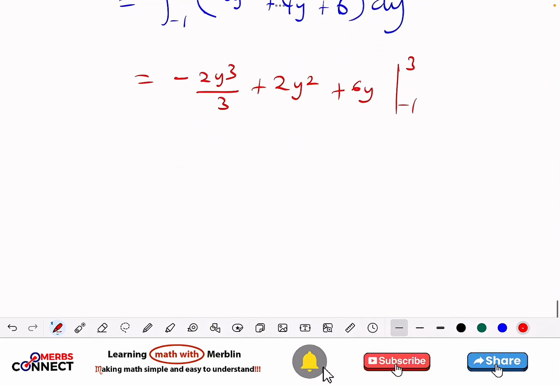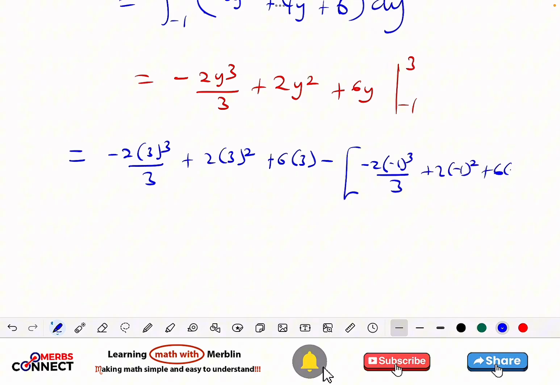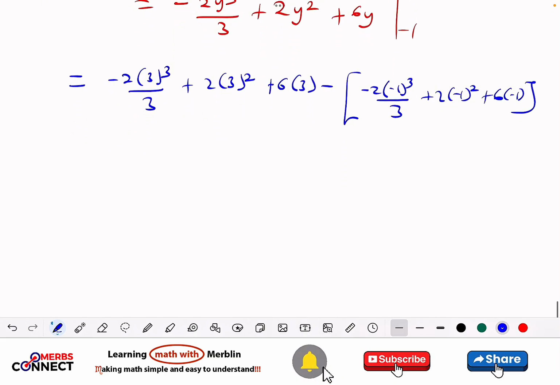Plug in 3 and minus 1. So 3 inside is going to give us minus 2 times 3 cubed divided by 3, plus 2 times 3 squared, plus 6 times 3, minus, plug in minus 1: minus 2 times minus 1 cubed divided by 3, plus 2 times minus 1 squared, plus 6 times minus 1. So 27 divided by 3 is going to give us 9. So this is minus 2 times 9, plus 2 times 9 for 3 squared. Then 6 times 3 is 18.